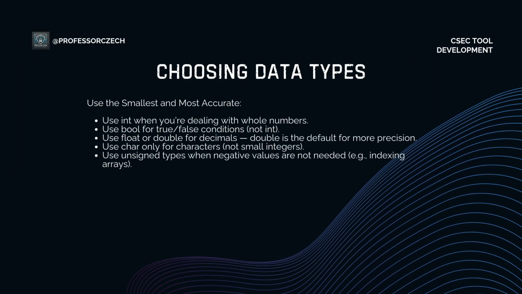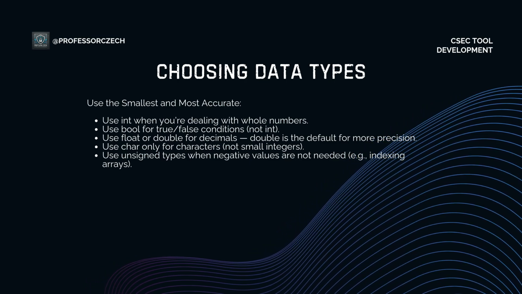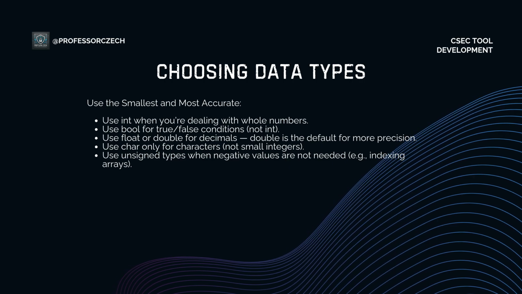But how do we choose what data type we need? When choosing data types, you want to use the smallest amount for the job you need to get done, but it also has to be accurate. If you're dealing with whole numbers, you use integers. If you're using booleans, you're using them for true or false conditions. You don't need an integer for that. Use float or double for your decimals. Double is the default for more precision, but if you don't need that level of precision, stick with a float.